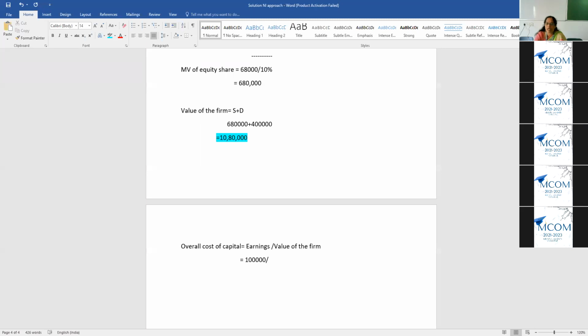Not the earnings of shareholders. It is the total earnings. The net income of the company is the same. Divided by the value of the firm, 10 lakh 80,000. It's 9.25%. So it is equal to 9.25%.